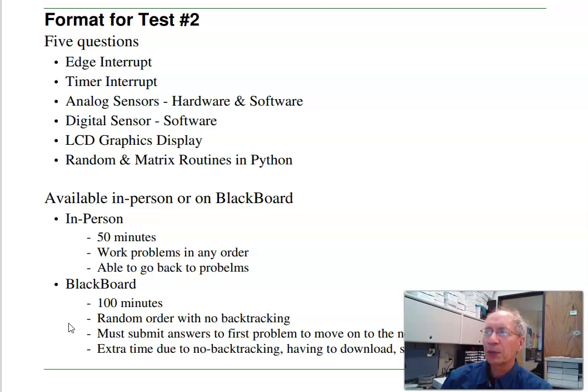Now, test number 2 will be just like test number 1. It's available in person, 50 minutes, work the problems in any order. You're able to backtrack if you want. If you take it on Blackboard, it'll be 100 minutes, random order with no backtracking. You must submit your answers to the first problem to move on to the next problem. And there's extra time on Blackboard just because you cannot backtrack. It takes time to download the problem, solve it, scan, upload your problems. Kind of a hassle. So it's either way you want to take it, your pick.